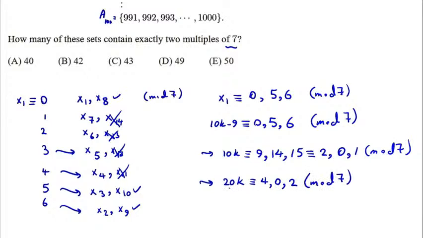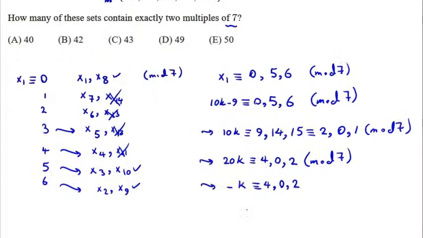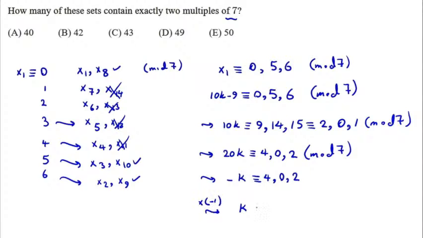And 20 is, you can subtract 7. Negative 21 will be negative 1. Negative k will be 4, 0, 2. And then k, you multiply by negative 1. K will be negative 4, 0, negative 2, and 7 plus each of them. 7 plus negative 4 will be 3, 0, and 5. So we found that k has to be these numbers.